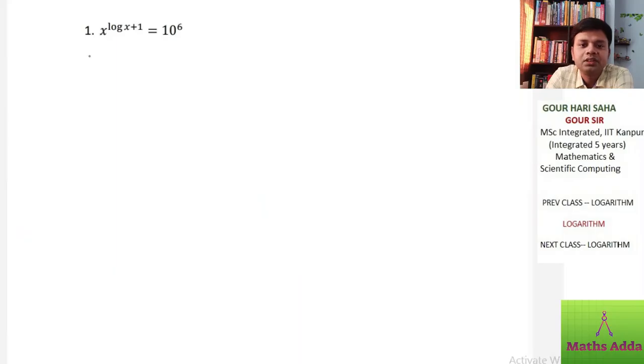The first question is x to the power log x plus 1 equal to 10 to the power 6. Here there is nothing in base, so base is 10. I told you earlier, right? So if I take log, this term will go outside the log, and then this will become log of 10 to the power 6 base 10. So the idea is to take base 10. So take log both sides having base 10.